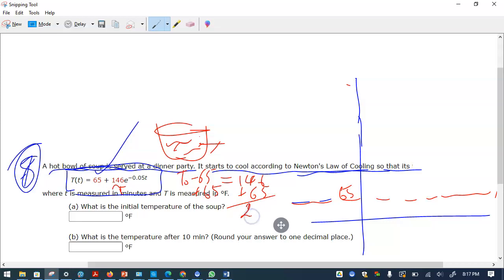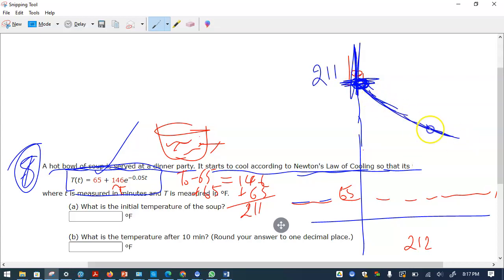That's a little less than 1 degree Fahrenheit below 212, because 212 is where water boils, right? So somewhere here the room is 65, and somewhere here is 211. The temperature of the bowl starts around 212, and then it goes on decreasing.